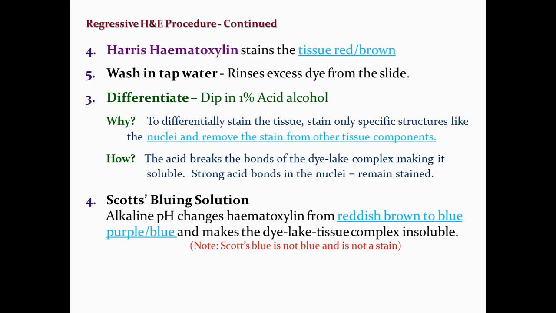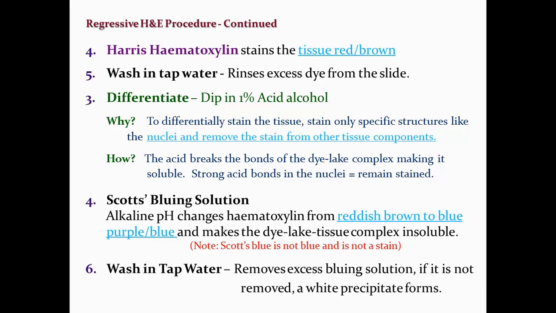This solution has an alkaline pH. It changes the red-brown hematoxylin into a blue colour. Sometimes it looks a little bit purple. This makes the dye tissue complex, or basically the stain, insoluble. It can't be removed easily except with more acid alcohol.